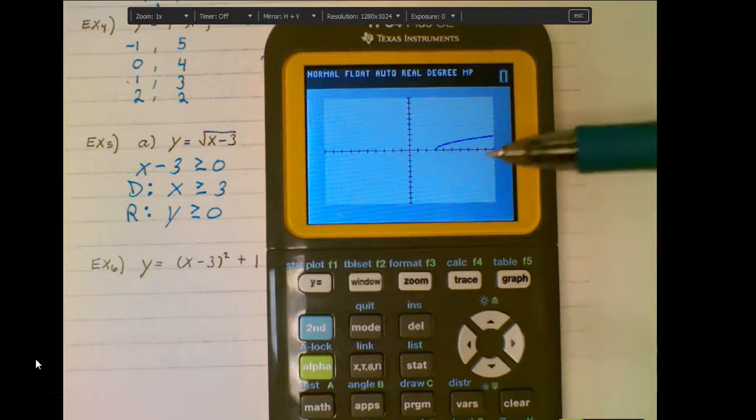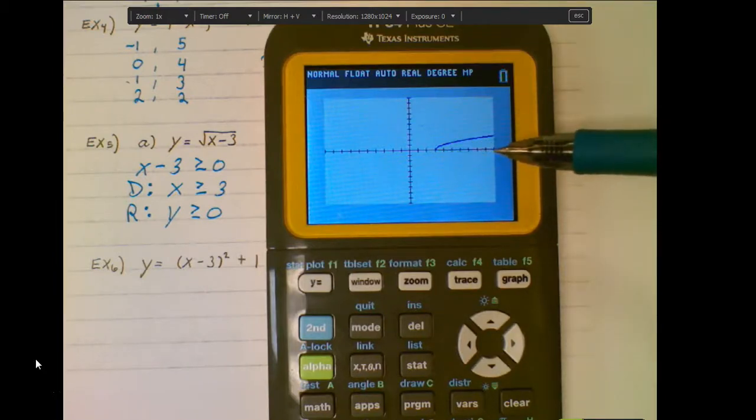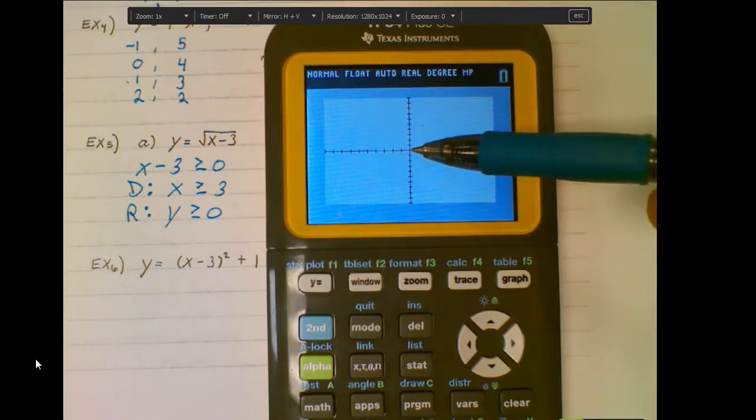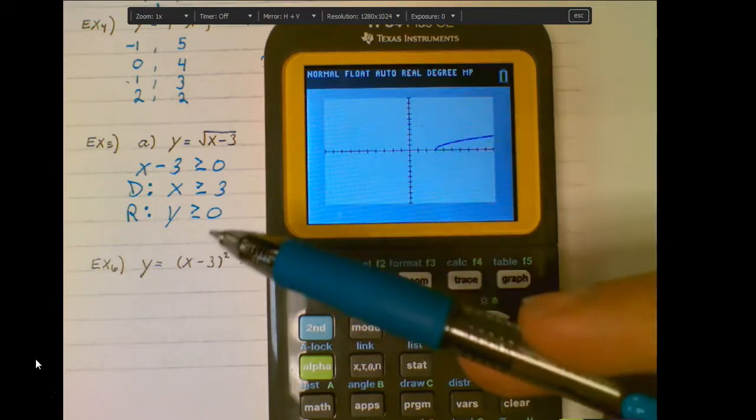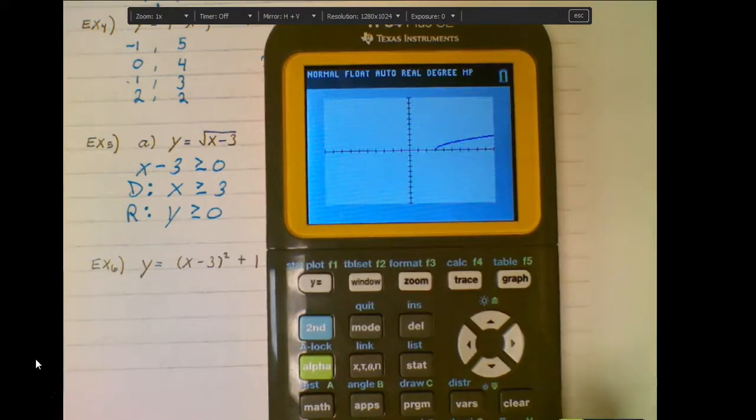The range is what your graph is doing from bottom to top. So you'll notice on this that the lowest value on that graph right here is where y is 0, and then from there it's going to continue in the upward direction, and so it's y values that are 0 and higher. And so that also helps us identify the range, when we use the calculator like this.